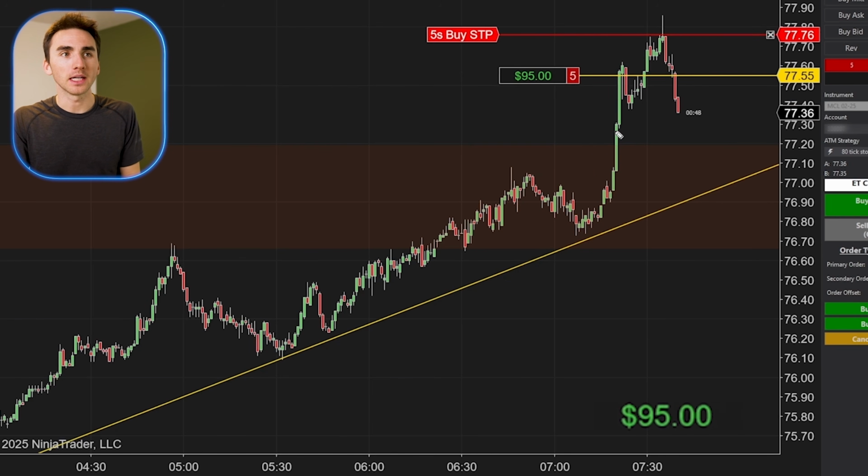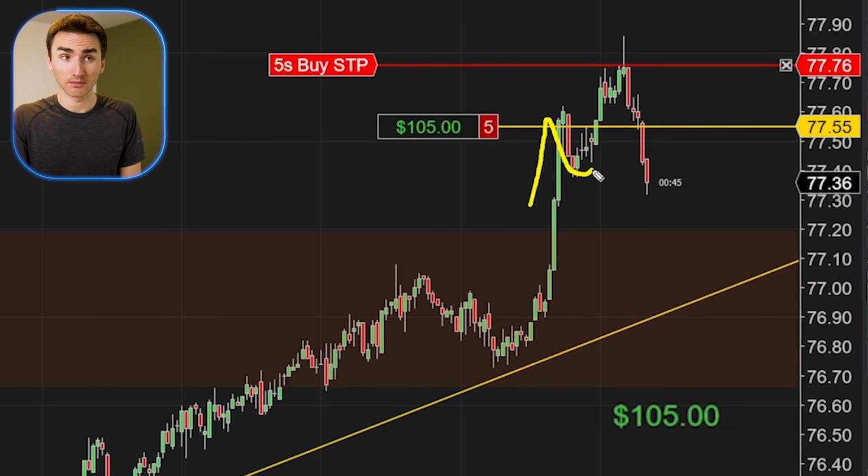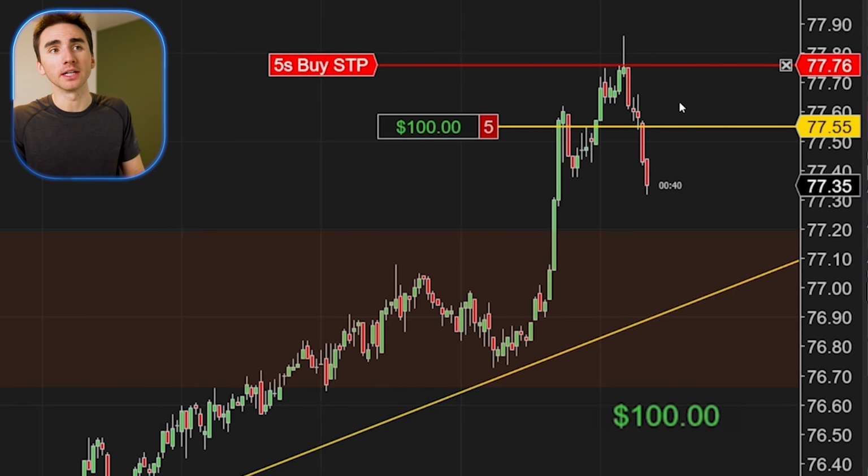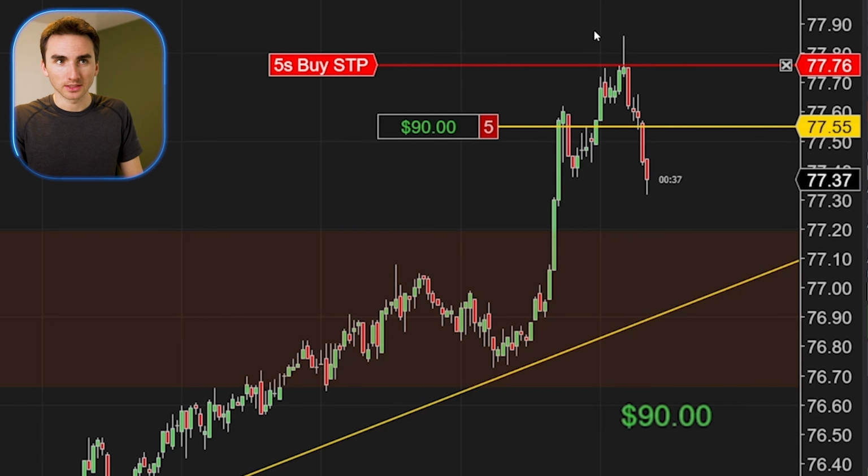From there, it moves up, pulls back, has one more attempt higher here, and then to zoom in on this area, looking at these candlesticks as well, there's a 3-line strike pattern here.